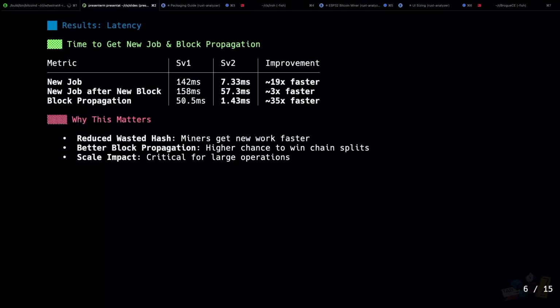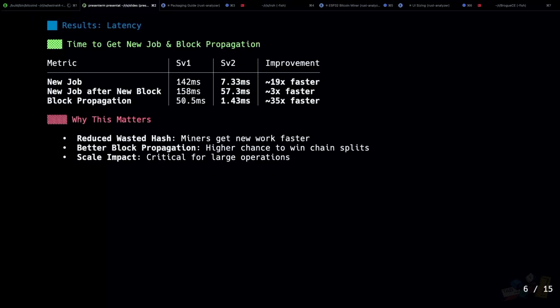What did I find? Anybody that's in mining knows latency is probably one of the biggest factors. It's a race to find that next block. It's a race to get your block propagated. So in my findings, we saw 19 times faster new jobs. Why does that matter? You don't want to waste time. You don't want to waste hash rate on old jobs, right? So getting those jobs to the miners faster drives more revenue.